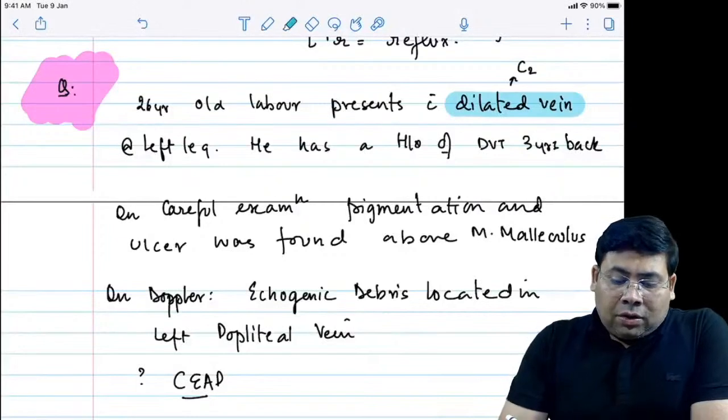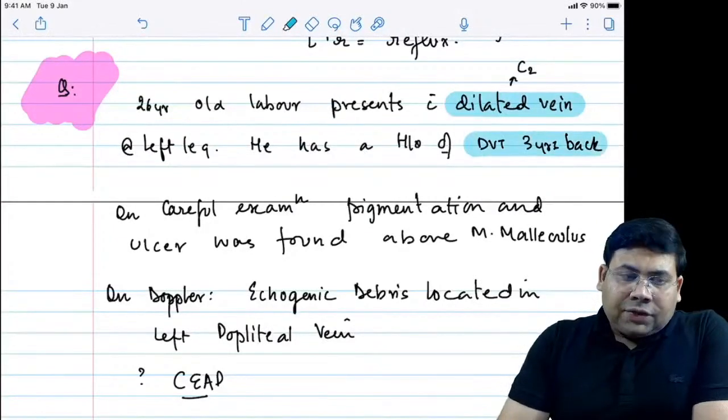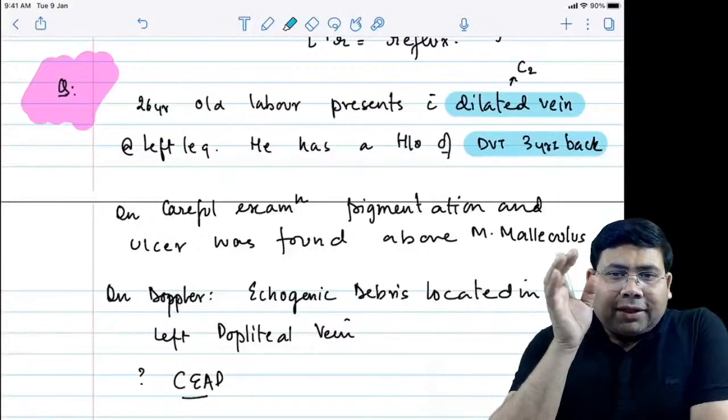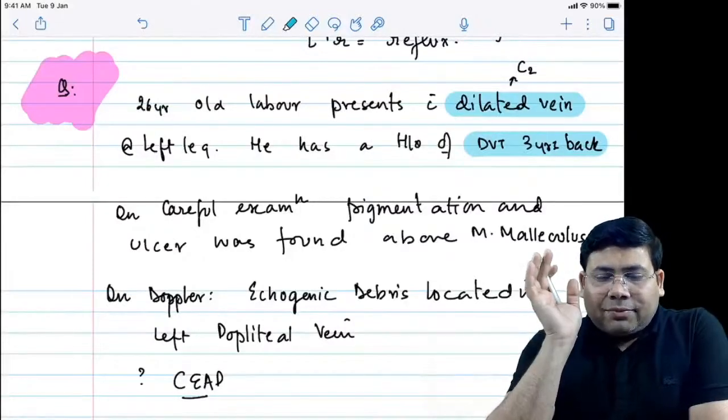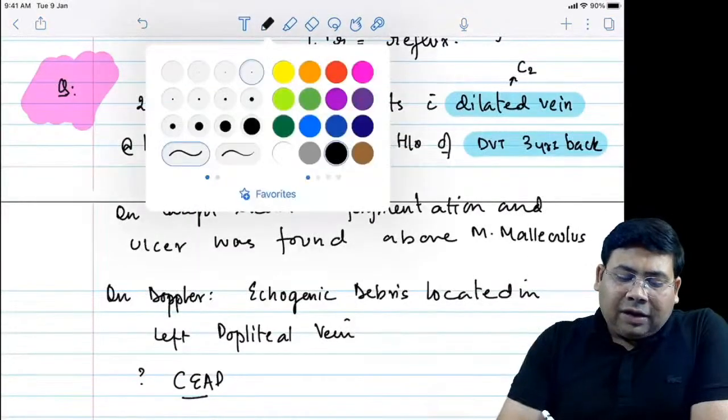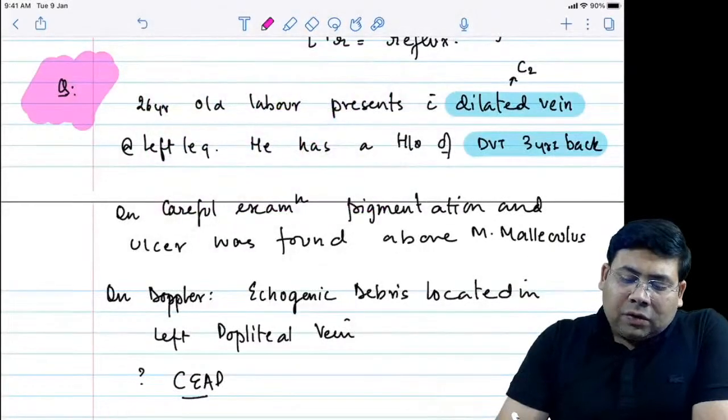Yeah. He has a history of DVT 3 years back. No, give me the complete C. Not the way you answer an MCQ. No, give me the complete C. He has a history of DVT. How many years back? 3 years back. So probably the etiology is secondary to DVT.